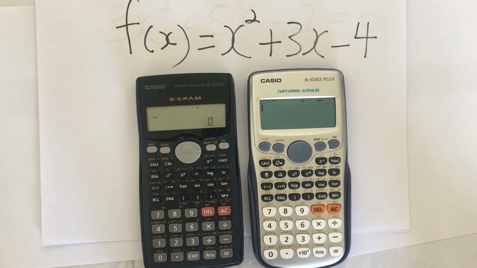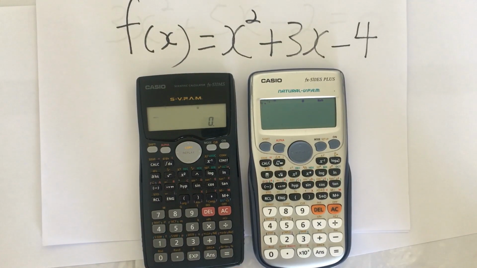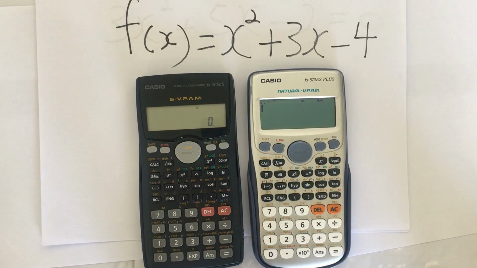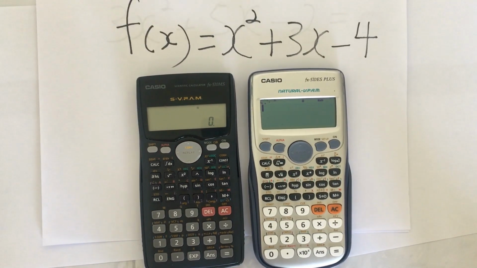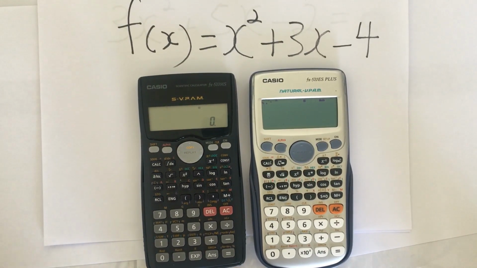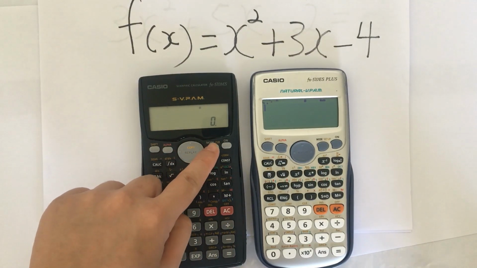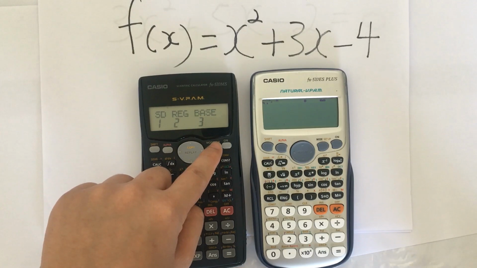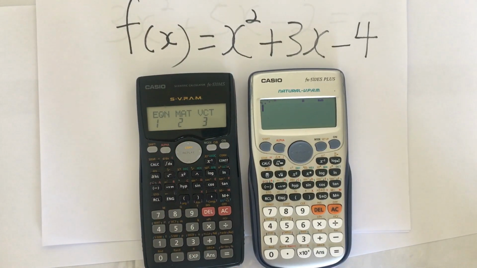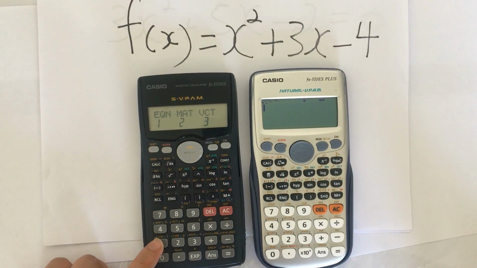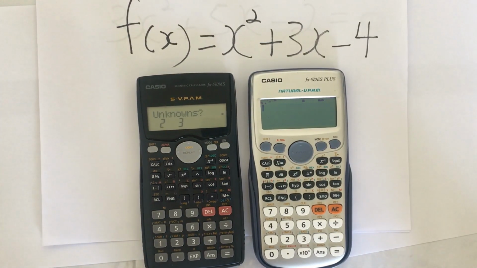In order to solve a quadratic equation, first we need to change the mode of the calculator to equations, short form EQN. For the 570MS, you just have to press the mode button 3 times: 1, 2, 3. Do you see the short form EQN? It is number 1, so you press 1. Right after that, you have unknowns 2, 3.